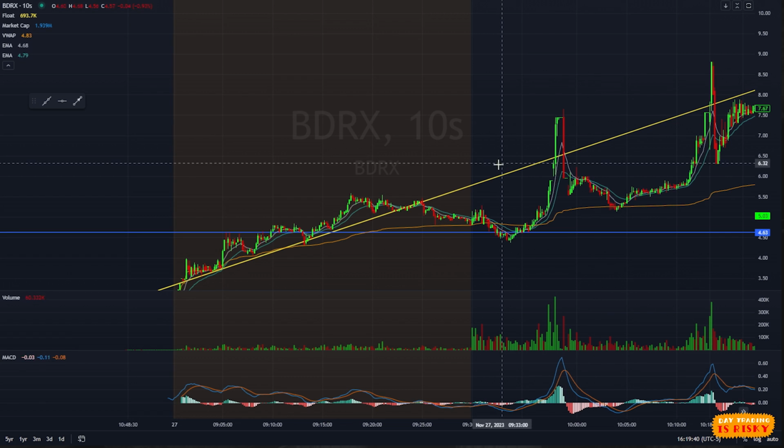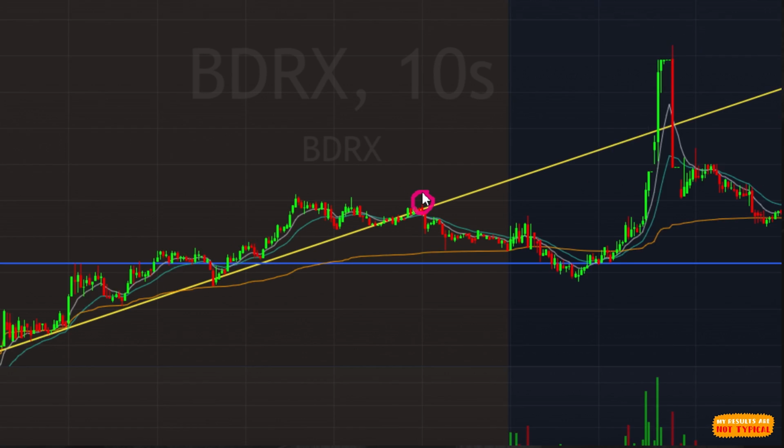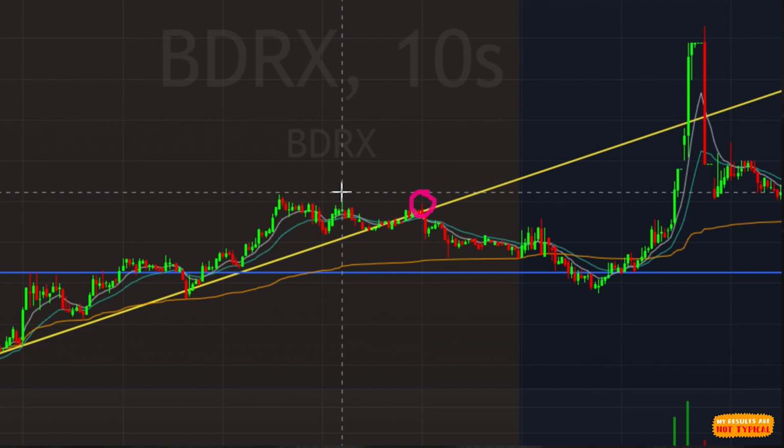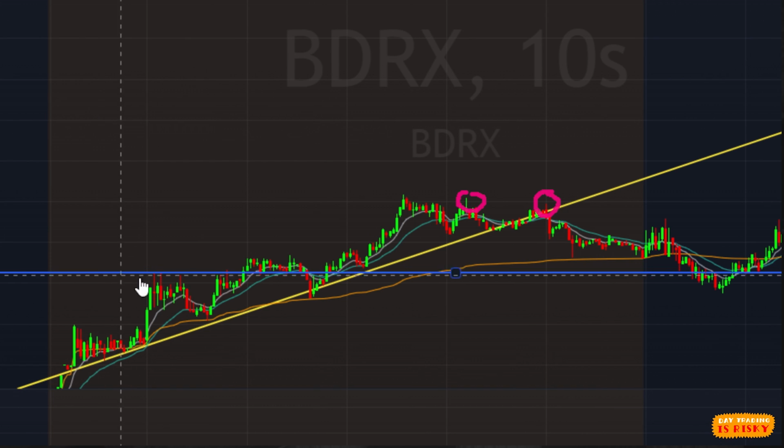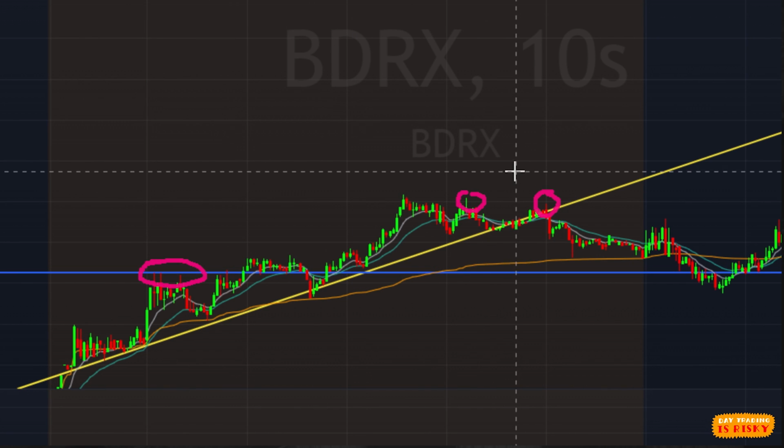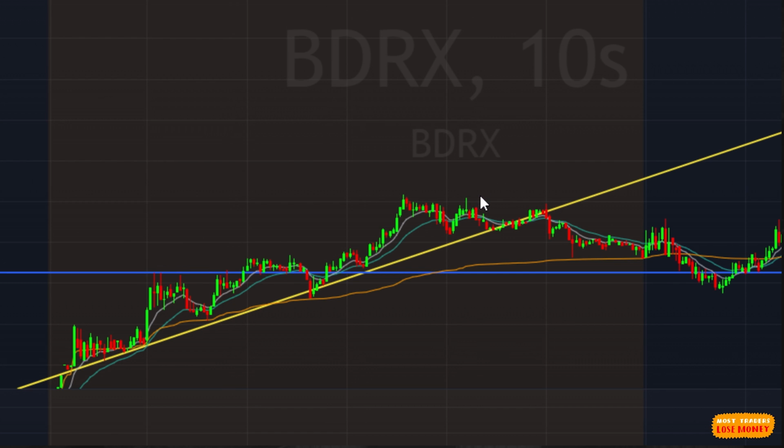So here was a problem with this stock. This stock showed a history of doing some false breakouts. We had a false breakout right there. We had a false breakout right here. We had some false breakouts right up here in this area. So all of these false breakouts were showing me that this stock couldn't be trusted.